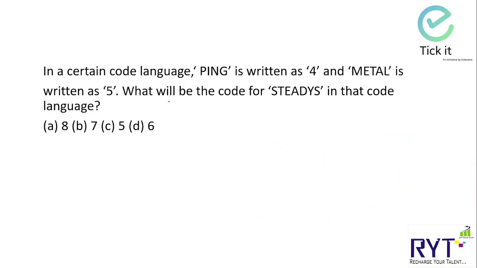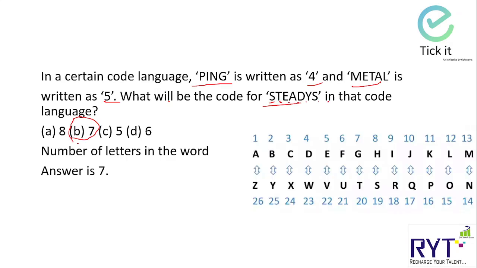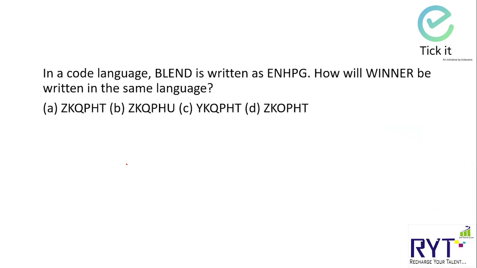Next question. In a certain code language, ping is written as 4, metal is written as 5. What will be the code for studies? If you observe carefully, ping has 4 letters, 1, 2, 3, 4. That's why it is written as 4. Metal has 5 letters, so it is written as 5. Applying the same logic, studies has 7 letters, so the answer will be 7. Sometimes you might get these kinds of questions also.